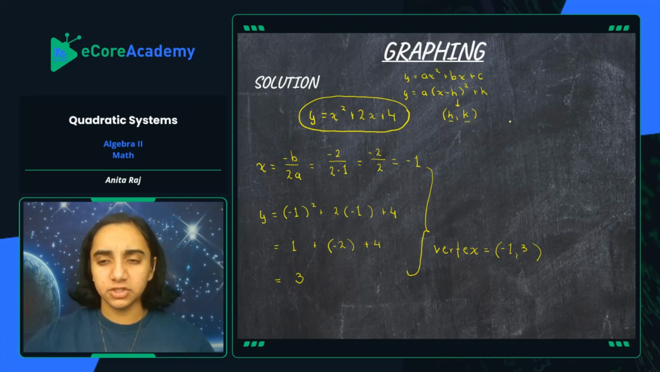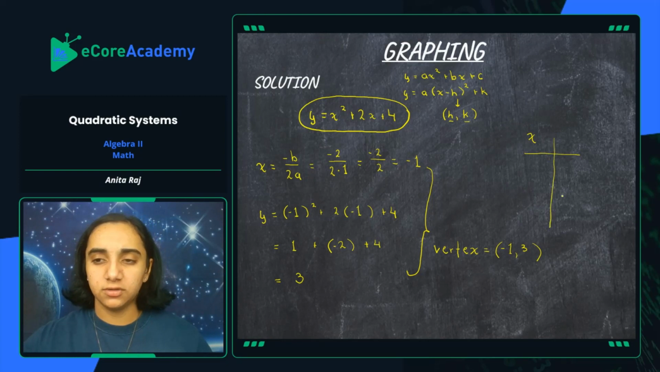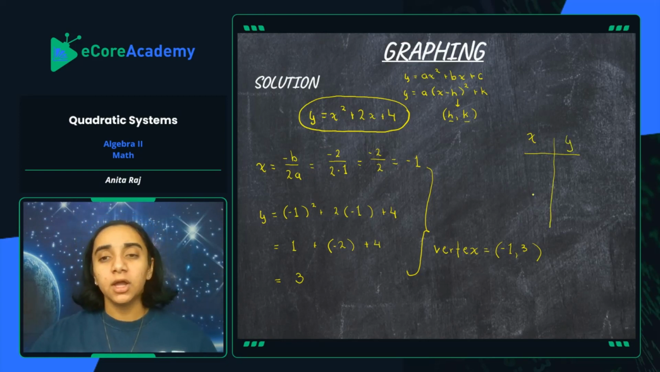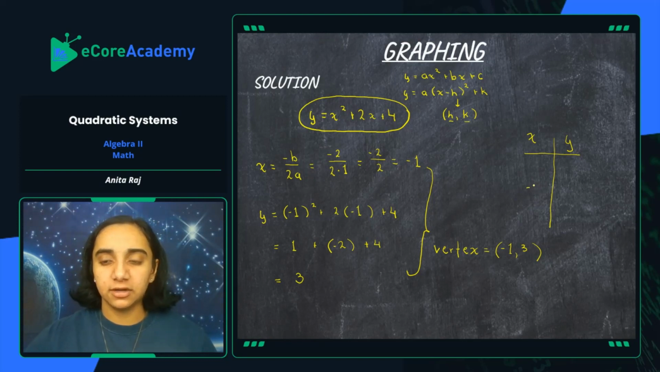So if we were to construct an xy table, you usually want to get 5 points for your parabola. The center point on your xy table should be your vertex. So I'm going to write negative 1, 3 down as my center point. Then we want to find 2 points with x values less than negative 1, and 2 points with x values greater than negative 1.